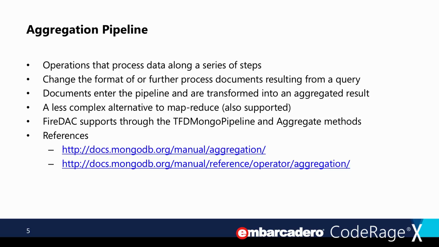The documents enter this pipeline, which goes through a series of stages, and each stage modifies or works with those documents. So this is a less complex alternative to MapReduce, which MongoDB also supports, but we're going to talk about the aggregate pipeline and some of the methods. You can take a look at the documentation there. Again, this maps directly to the way FireDAC works.